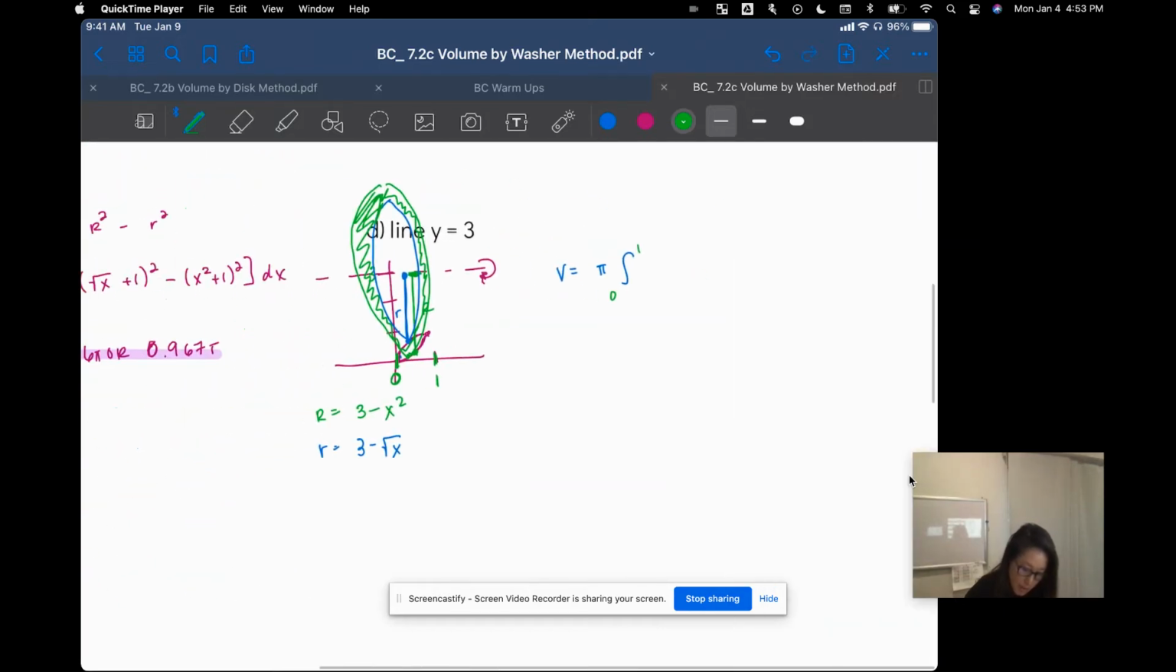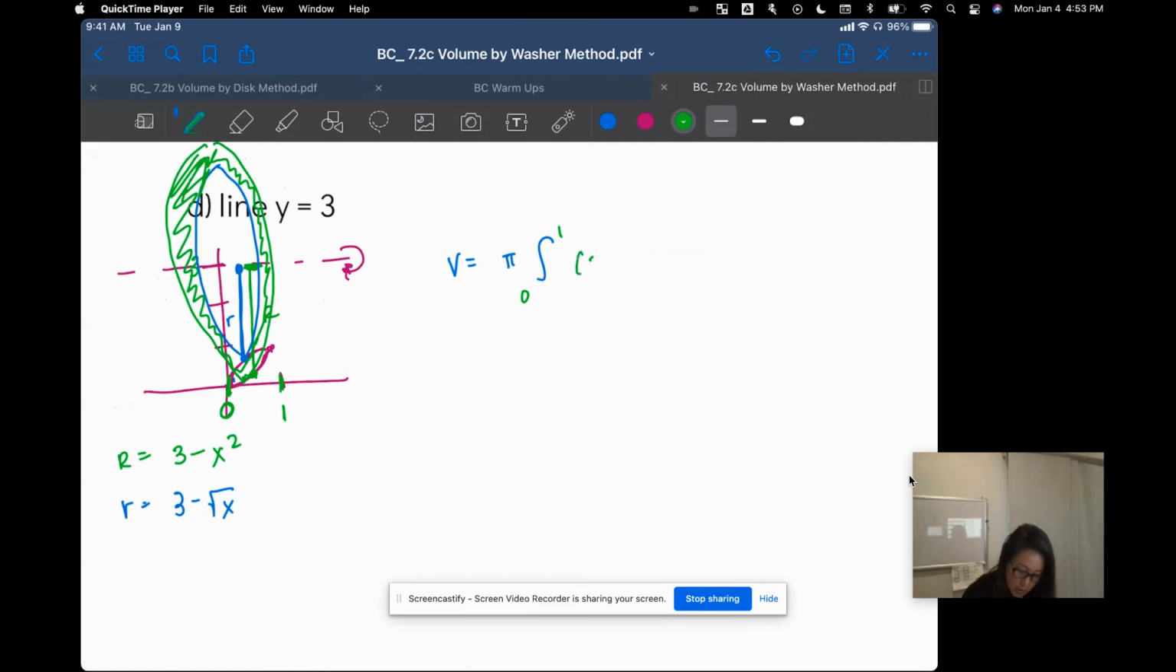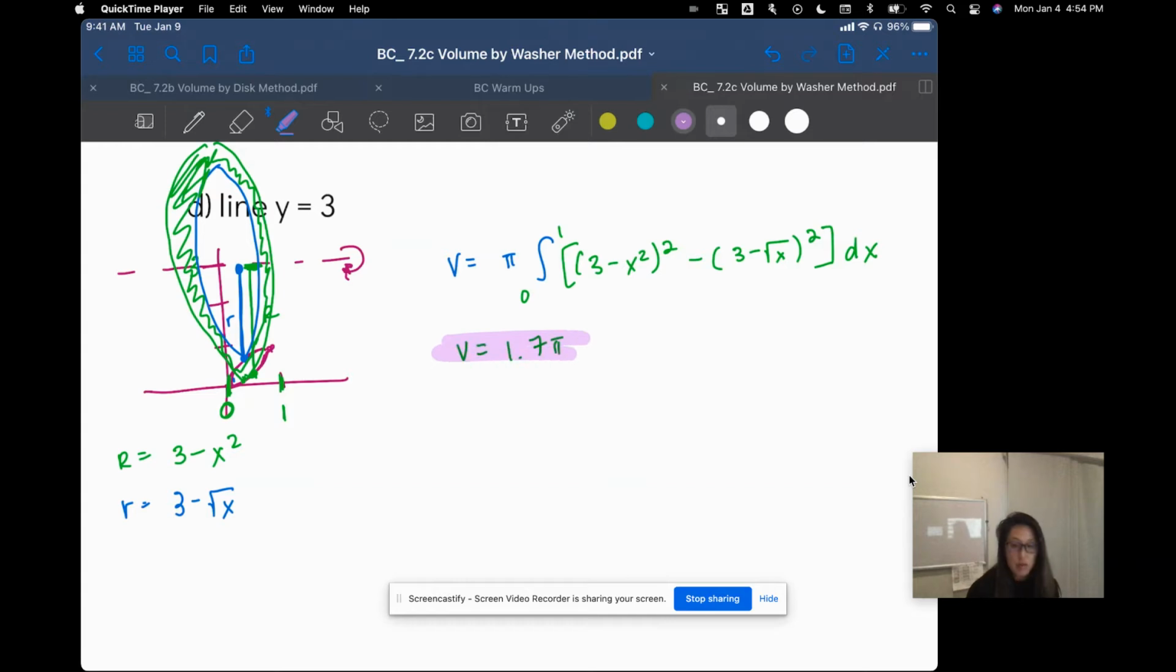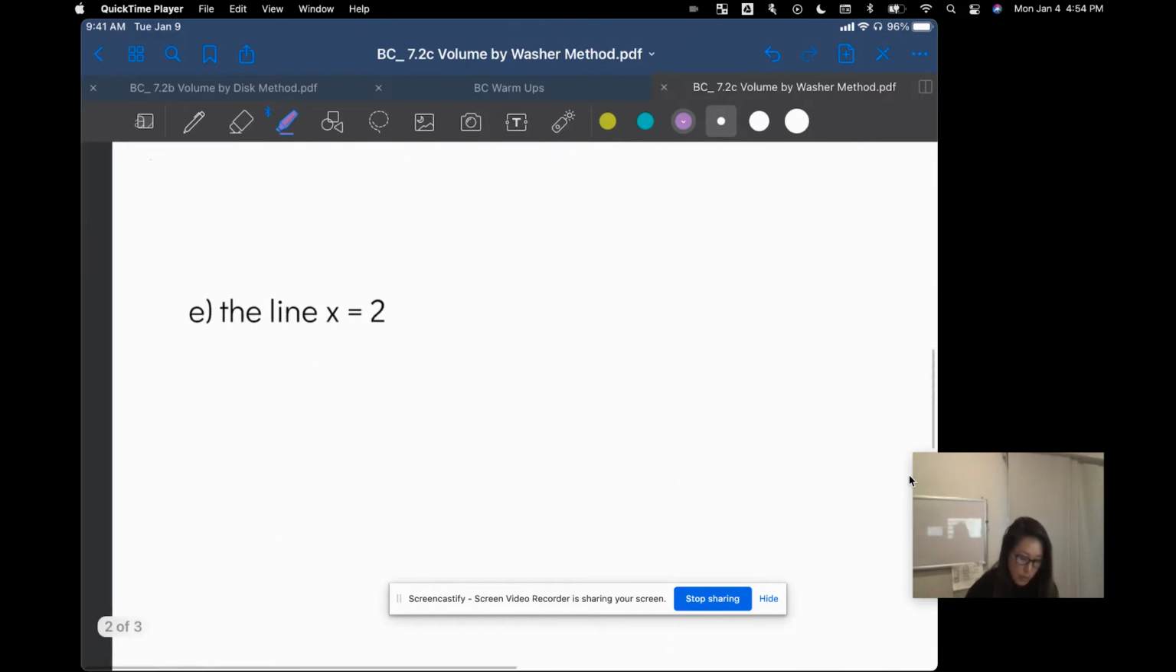And of big R, which is 3 minus x squared, minus little r, 3 minus the square root of x, all squared, brackets. And we're cutting up dx's, Hasselback potato, remember? All right. And then calculator, the volume is equal to 1.7 pi, and I believe I rounded that number because there were a lot of zeros in there. All right, let's do a couple more. Actually, let's do 4 more.